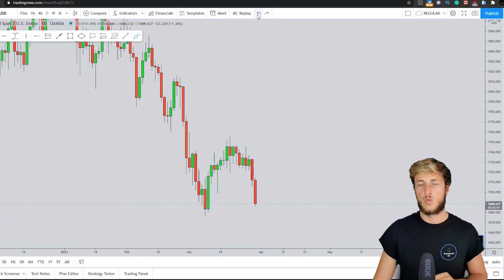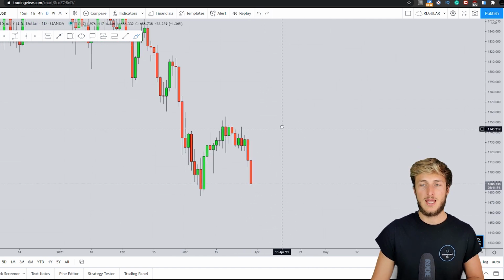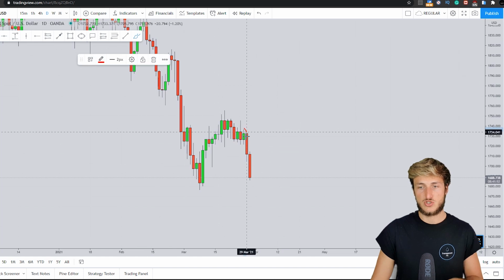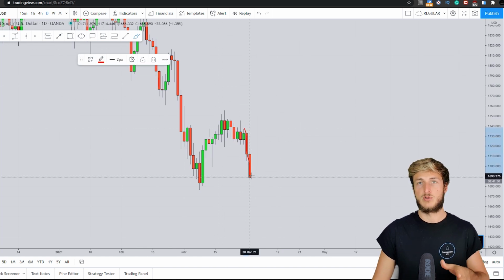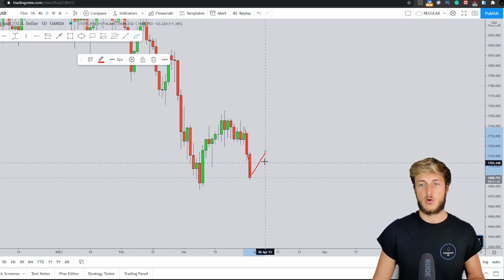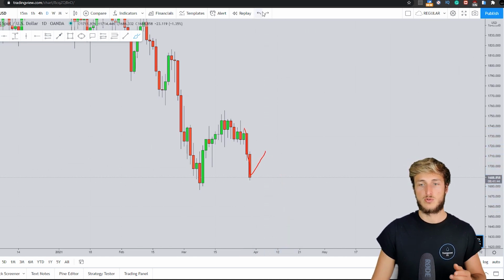But at the moment, what do we have and how can we be looking to capitalize on the next potential move here on gold? Now here on the daily, we can notice that the market has just provided a strong impulse to the downside. Now after an impulse, what you expect is for the market to provide a correction before the continuation to the downside.